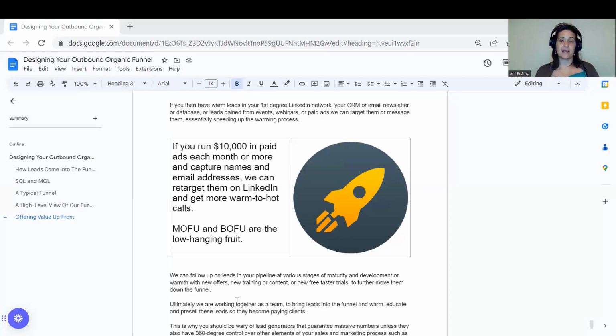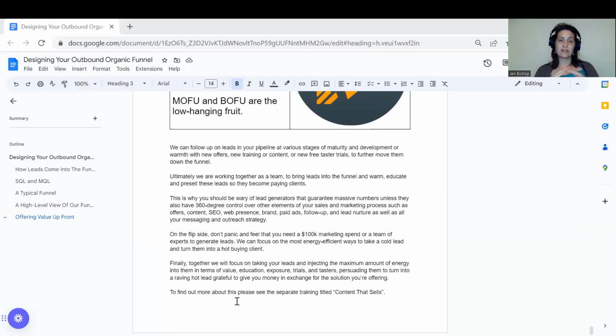This is a perfect example of middle of the funnel, MOFU, and BOFU at work, retargeting your leads and getting them to the bottom of the funnel as quickly as possible. So instead of just focusing on top of the funnel, we can follow up leads in your pipeline, those at various stages of maturity and development. We can offer them a new training, a new piece of content, a new taster trial, and we could further move them down the funnel. Ultimately, together, we are working on creating the best possible process to move leads quickly through your funnel to the point of sale.